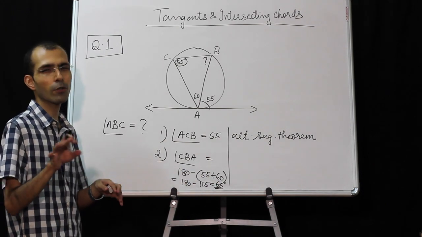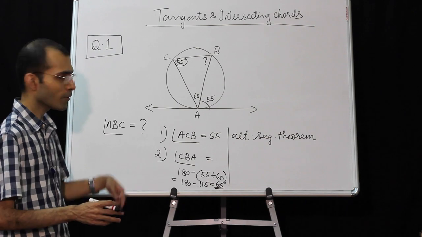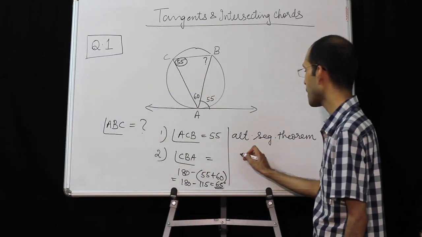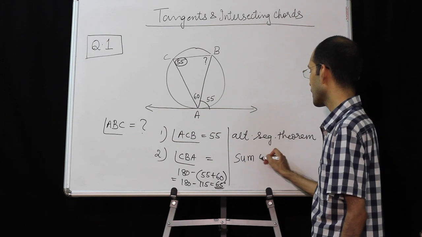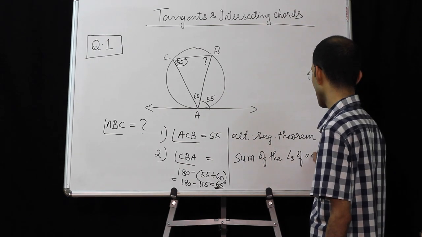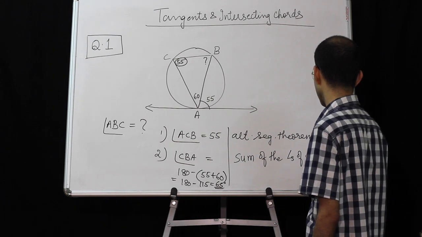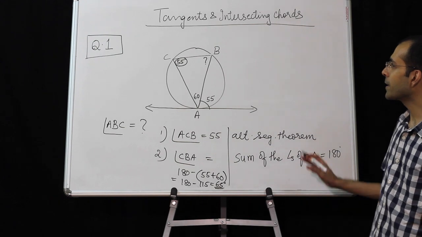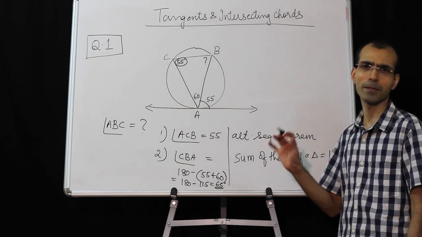You should write units only for the final answer that is asked, not at each and every stage. And the reason would be: sum of the angles of a triangle is 180. So this completes your first sum. Fairly simple.